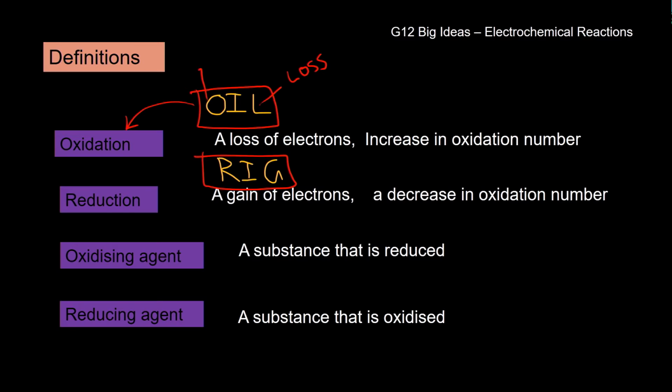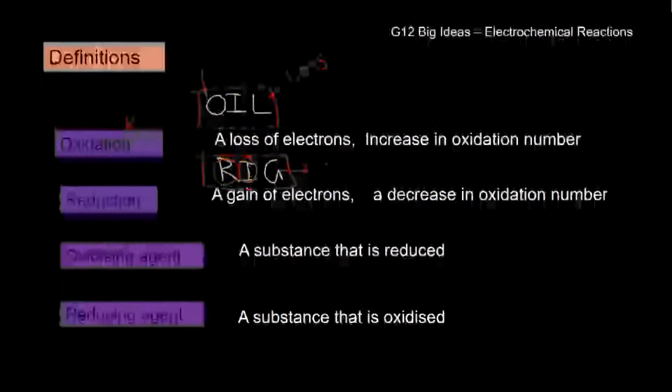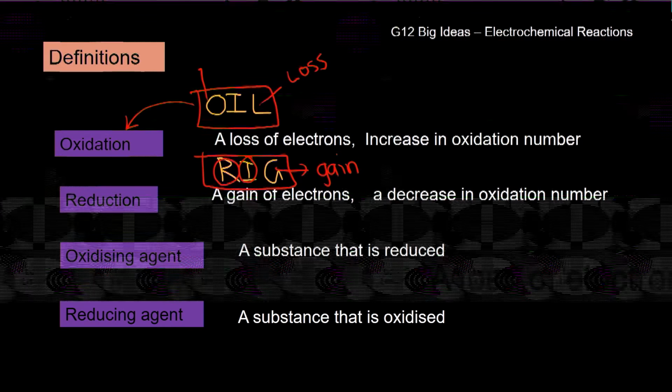What about reduction? Well, reduction is the RIG part. So the R stands for reduction, the I stands for is, and the G stands for gain. Gain. So reduction is the gain of electrons. So if something is taking on those electrons, it is going to become more negative, and so the oxidation number is going to decrease. It's going to be a more negative oxidation number.